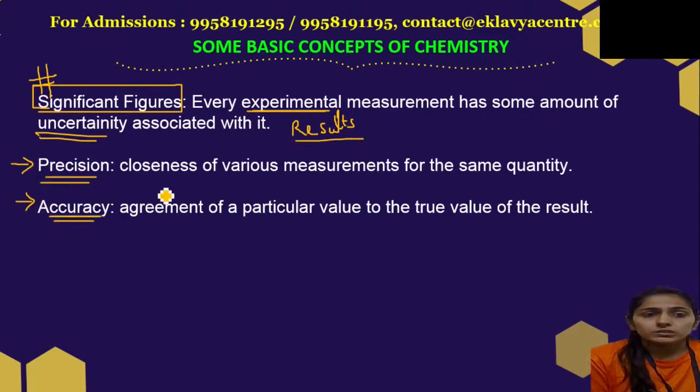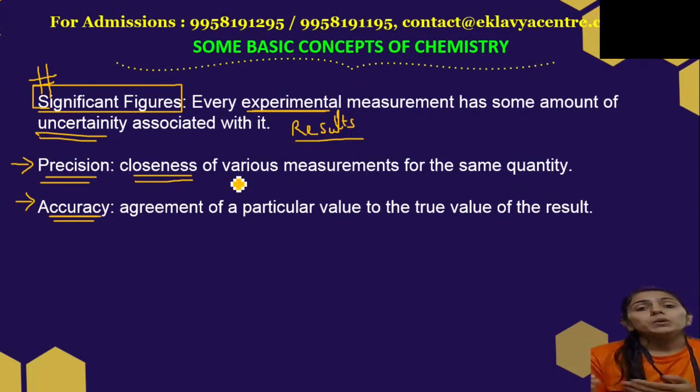What is precision? Precision is closeness of various measurements for the same quantity. You have done different experiments and you are obtaining different values, so you have to see whether the values are coming close to each other or not. If the values that you are obtaining after performing various experiments are coming close to each other, it means that your results are precise in nature. That is closeness of various measurements.